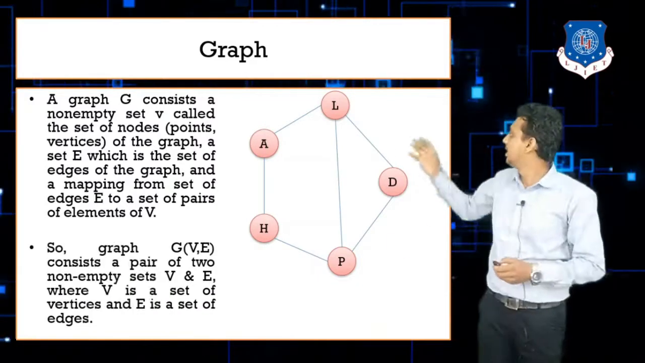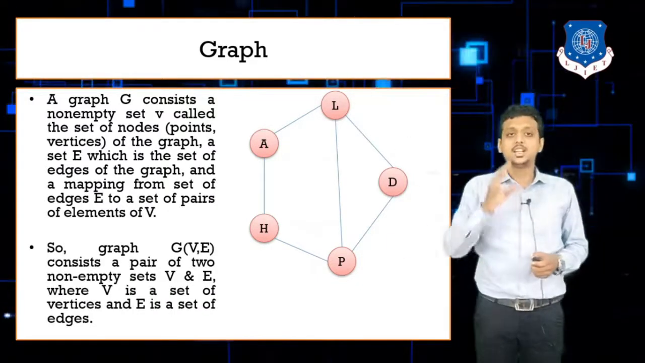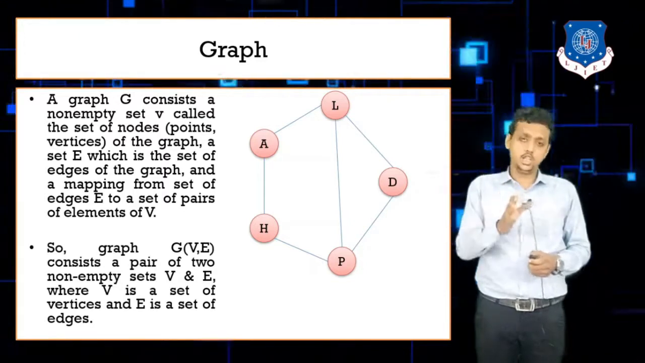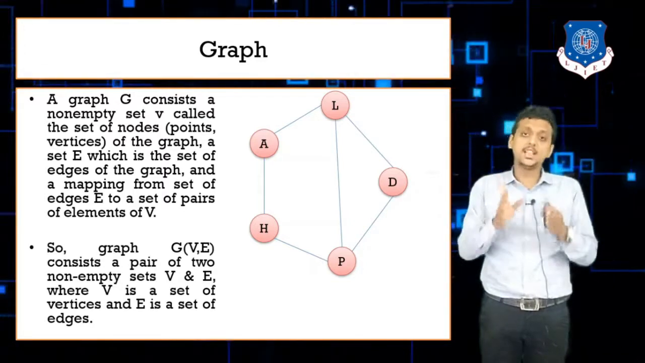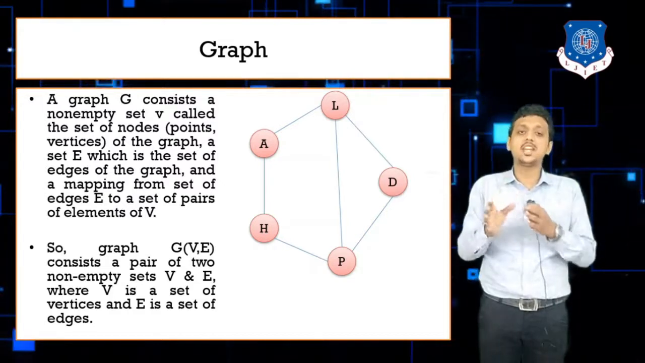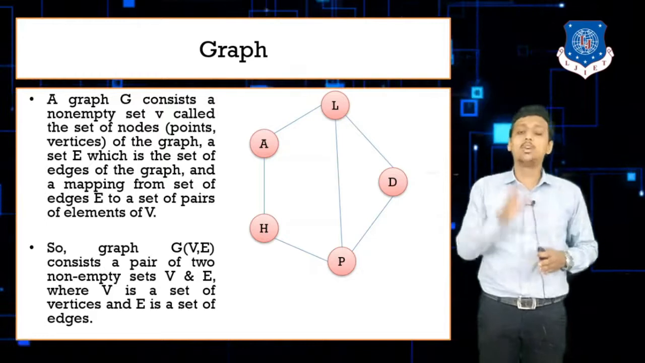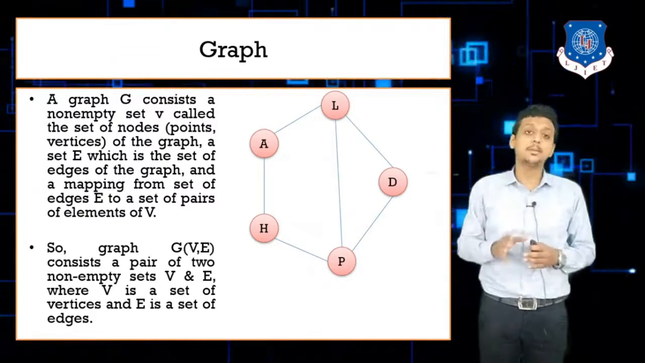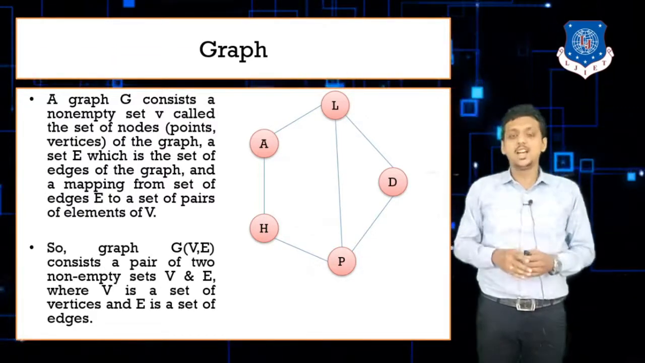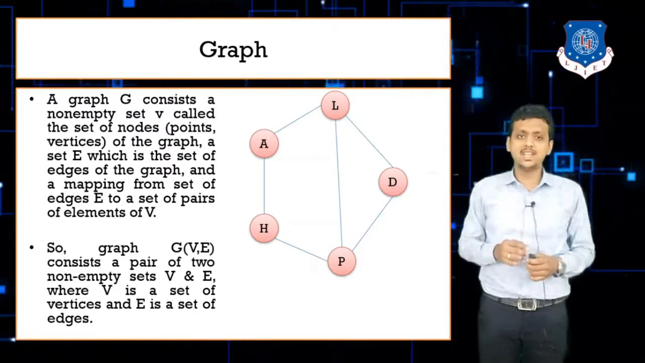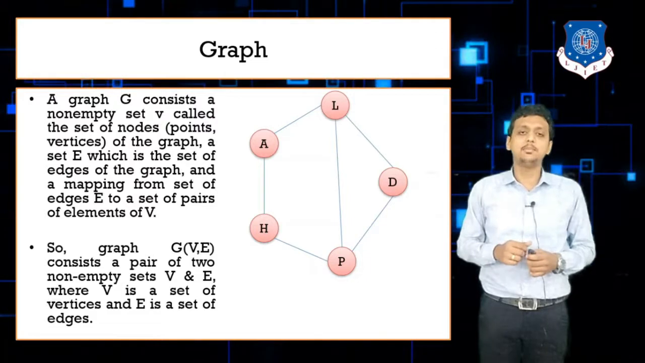So here we have the graph G(V, E), that consists of a pair or set of vertices and edges, where vertices are represented by V and edges are represented by E. So what do we mean by vertices and edges, or how can the set be defined?